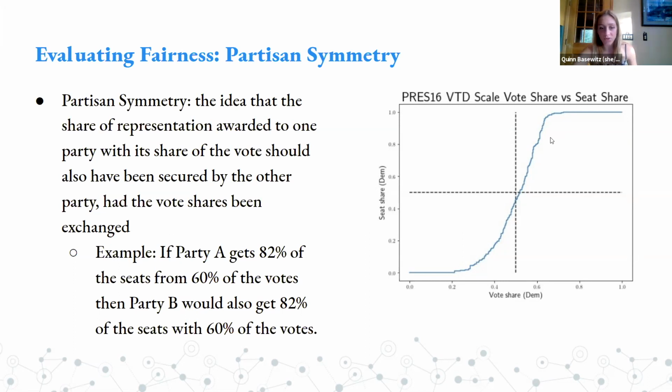So partisan symmetry is met because it doesn't matter which party gets the 60% of the votes, that party gets 82% of the seats. And the goal of this is to make it go through the 0.5, and it has 180-degree rotational symmetry. And then in the 2016 election, when Donald Trump won despite losing the popular vote, the partisan symmetry standard was not met because less than 50% of the popular vote was gained. But since there was only one seat for that, over 50% of the seat share was gained from the less than 50% of the vote.